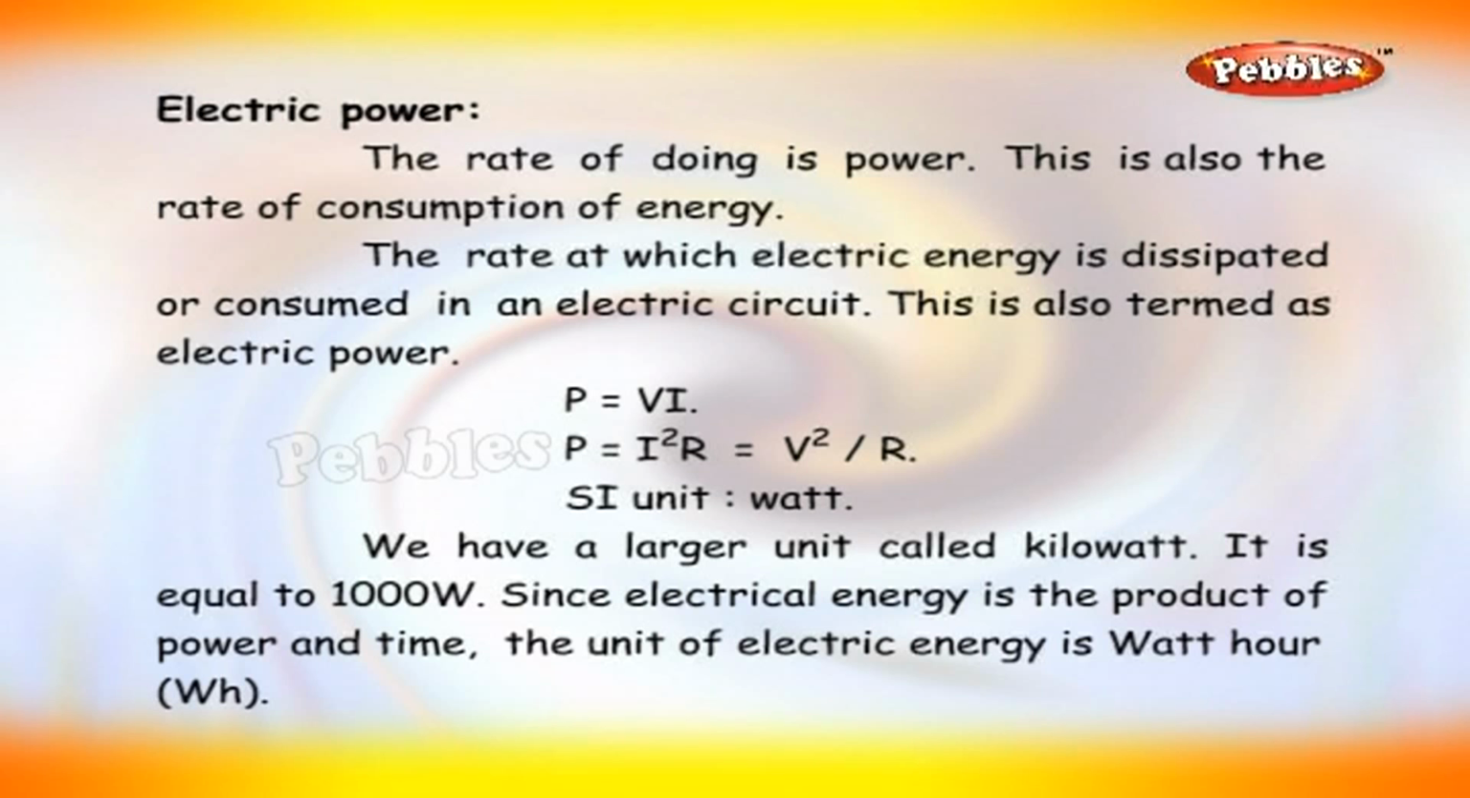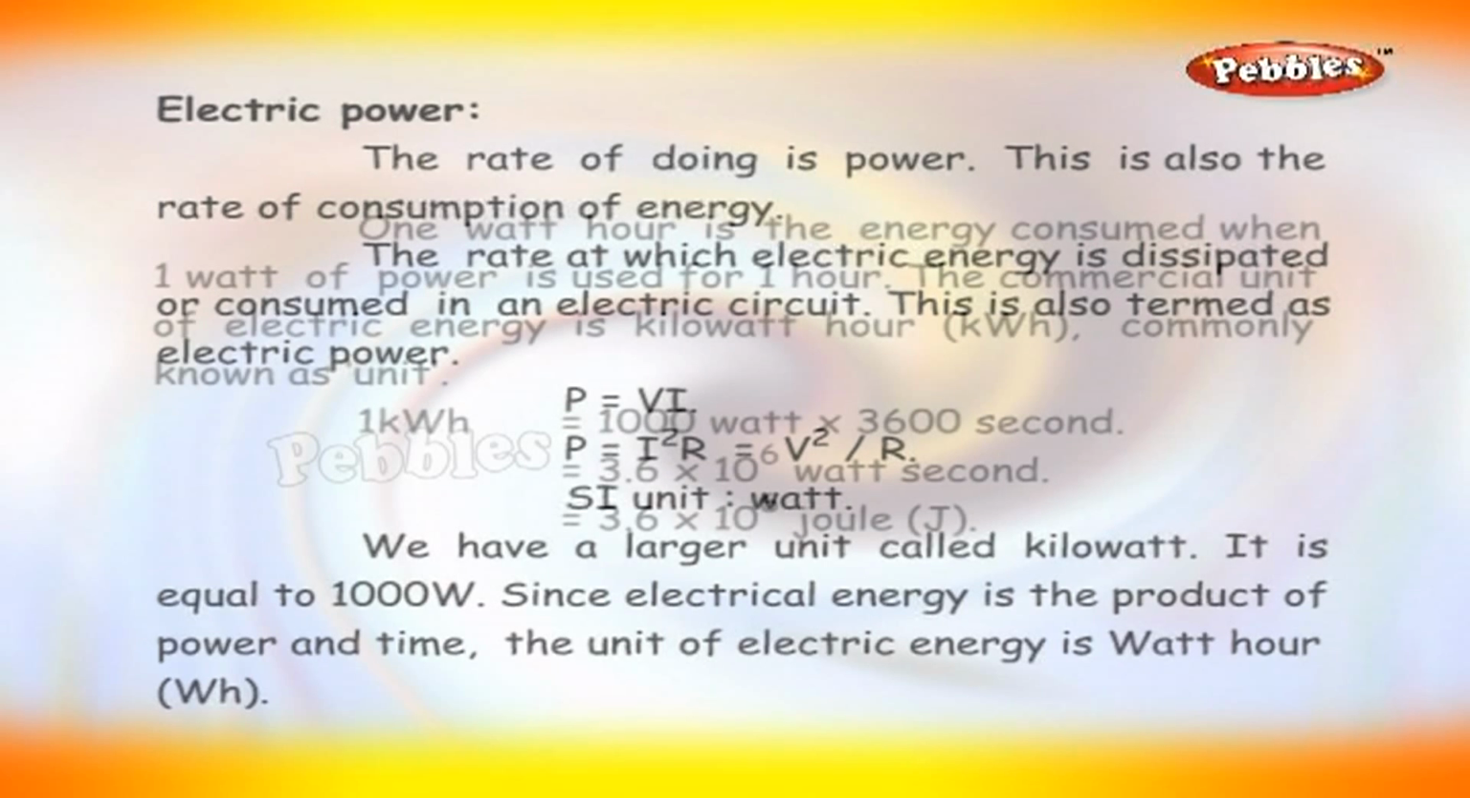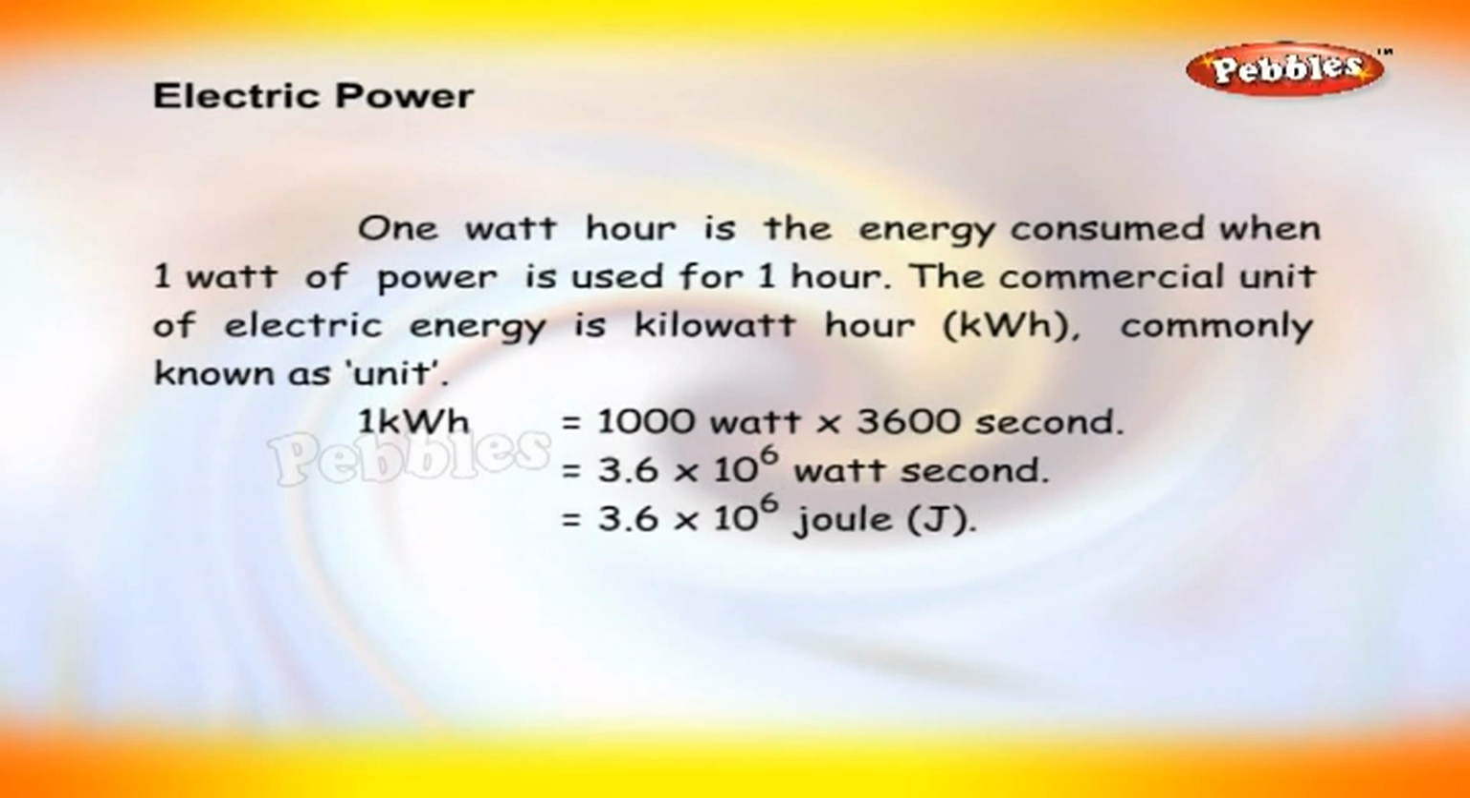Since electrical energy is the product of power and time, the unit of electric energy is watt-hour. 1 watt-hour is the energy consumed when 1 watt of power is used for 1 hour. The commercial unit of electric energy is kilowatt-hour, commonly known as unit. 1 kilowatt-hour is equal to 1000 watt times 3600 seconds, which is equal to 3.6 times 10 to the power 6 watt-second, which is equal to 3.6 times 10 to the power 6 joule.